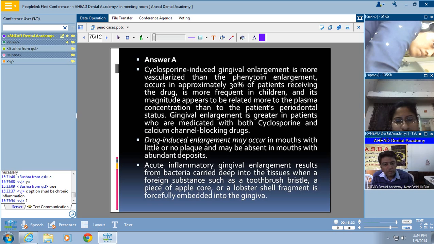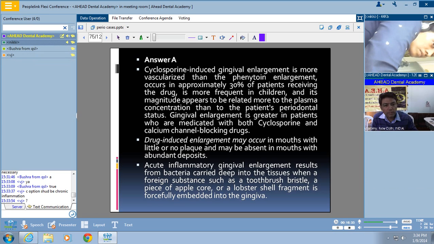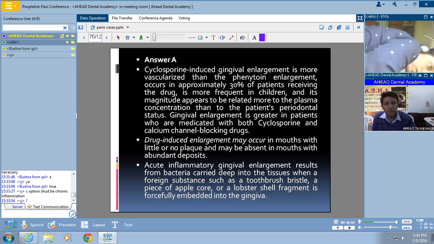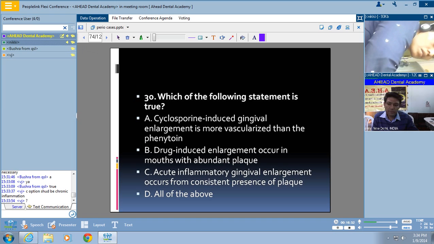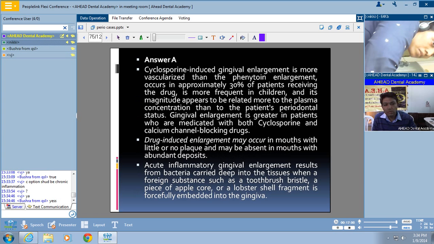An acute inflammatory gingival enlargement results from bacteria being carried deep into the tissue when a foreign substance such as a toothbrush bristle, or a piece of apple core or lobster shell fragment is forced and embedded into the gingiva. Right? We say that acute inflammatory gingival enlargement occurs from consistent presence of plaque. Do you get your answer, Vijay? It is not necessary that you have a presence of plaque in that area. It can be when you have bacteria being carried deep into the tissues with a foreign substance such as a toothbrush bristle, piece of apple core, or lobster shell getting embedded into the gingiva. Right?